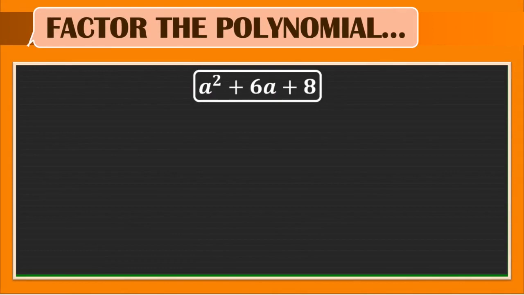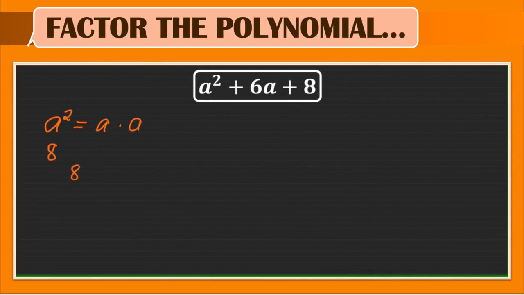So let's have this example, a squared plus 6a plus 8. Notice the third term is not a perfect square, thus this is not a perfect square trinomial. And the leading term a squared has the leading coefficient of 1. So the first thing that we have to do is we factor a squared, and that is a times a. So let's find the factors of 8.